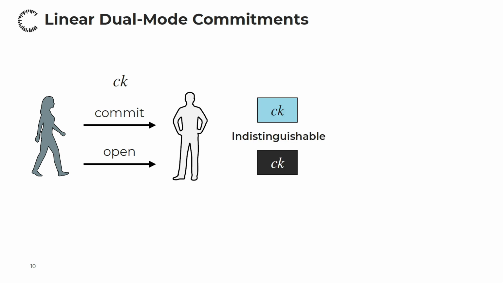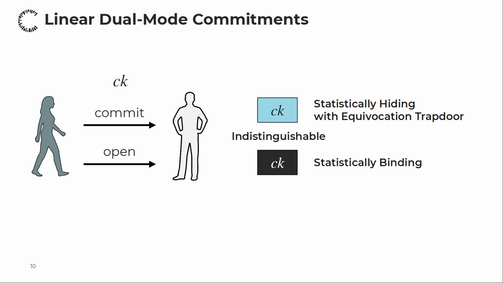In a dual mode commitment, there are again two ways of setting up this commitment key. They are computationally indistinguishable. The first one is statistically hiding. That means the commitment does not reveal anything about the message, and in particular, there is an equivocation trapdoor that you can use to open this commitment later on to any message that you want. And then there's a second mode, the statistically binding mode. In this mode, the commitment statistically fixes the message.